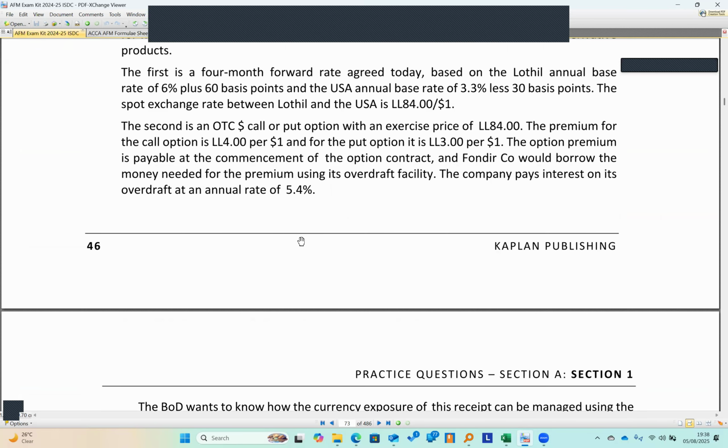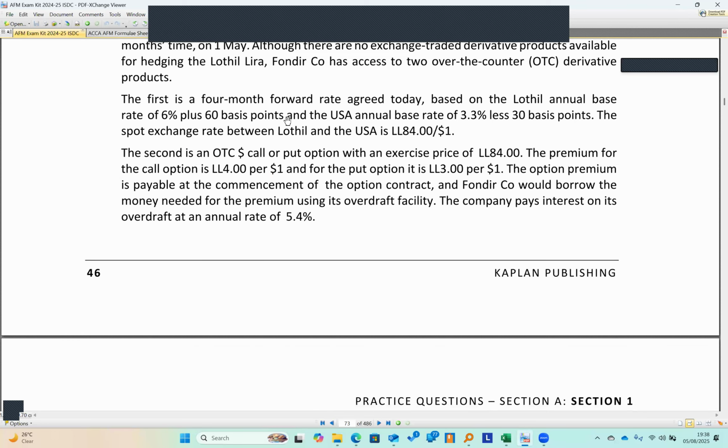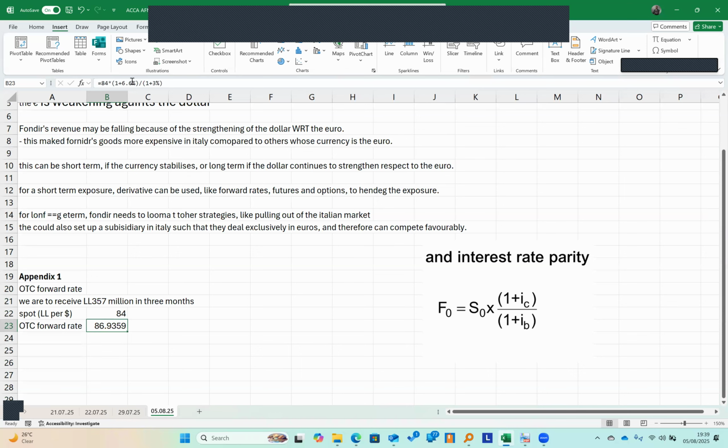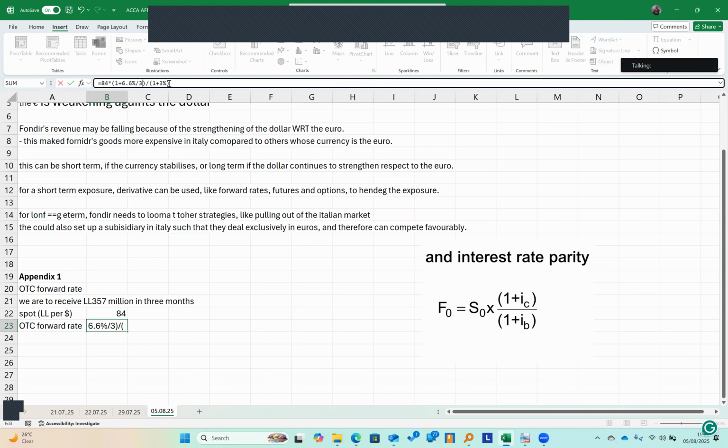In 4 months' time. So they are giving us here the 4 months. Now the thing is, this rate is used to determine the amount in 1 year's time. Because this is 4 months, that is just a third of a year. So you have to divide this rate here, this rate of 6.6% by 3, also the 3.3% by 3.